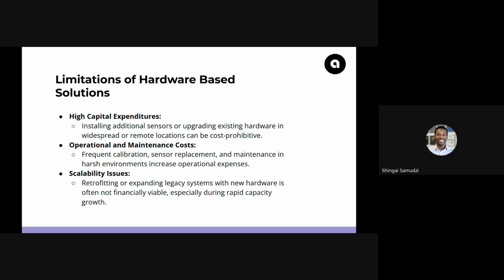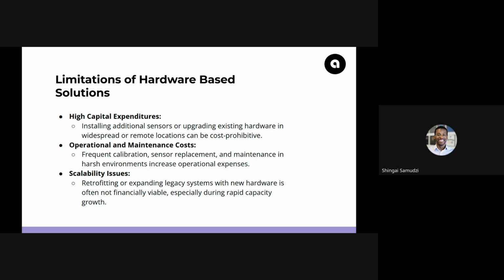So whether it's frequent calibration, whether you're replacing sensors more regularly, whether you are maintaining sensors in harsh environments and having to fix things because of weather events and things like that, it does increase your operational expenses, and it does create additional risk vectors that you have to manage and incorporate into your financial model, which you may not have done when you did the initial penciling of the project to build it.